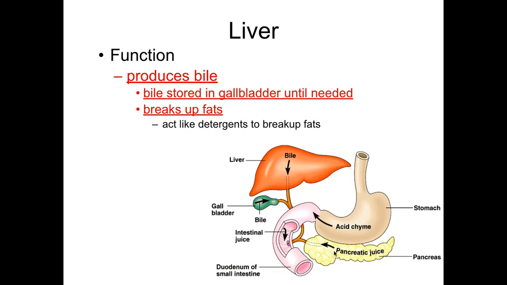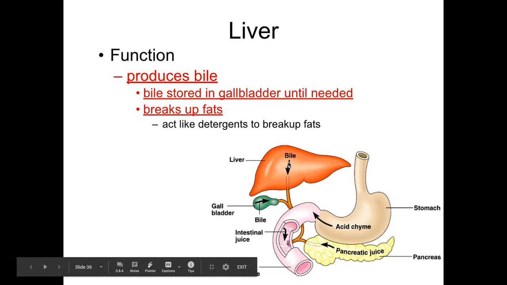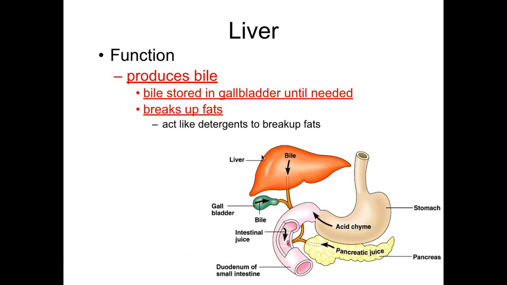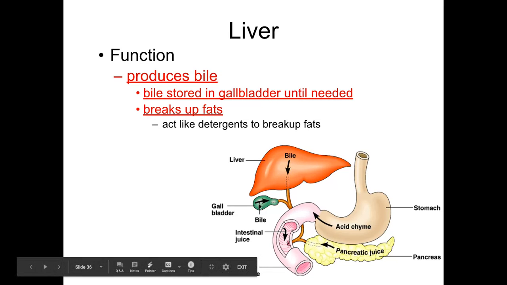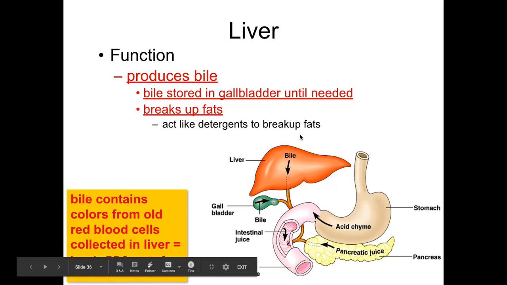Again, the liver's producing the bile right here. It also cleans our blood, a lot of harmful chemicals and drugs and things out of our blood. But one of the things it does is produce bile, which it dumps down into the duodenum, or it's stored in the gallbladder for later.